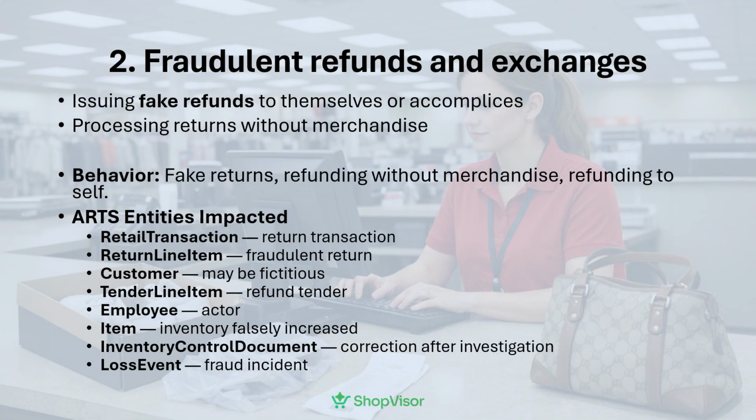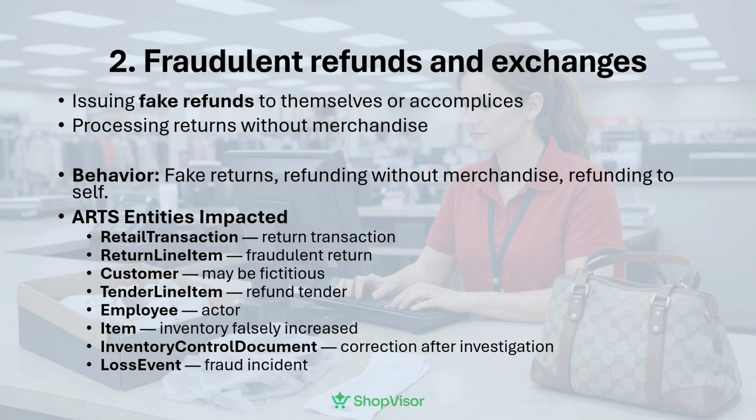The next one we'll look at is fraudulent refunds and exchanges. So issuing a fake refund to themselves or to an accomplice. They're processing returns without merchandise. So fake returns, refunding without merchandise, and refunding to oneself are areas in this world. And the ARTS entity involved, of course, is the retail transaction. You've now got a return transaction. The return line item, that's the item that was fraudulently returned.